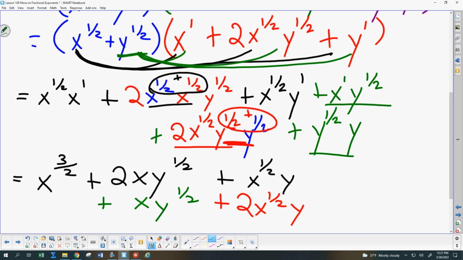And then finally, I have this plus, and what do I get when I have y to the 1/2 times y to the first? What do I do with those exponents? The y is written twice. Allie, what do I do here? And get y to the 3/2.